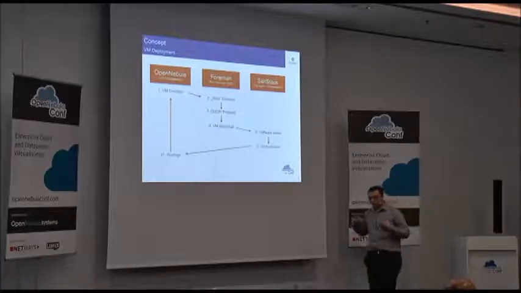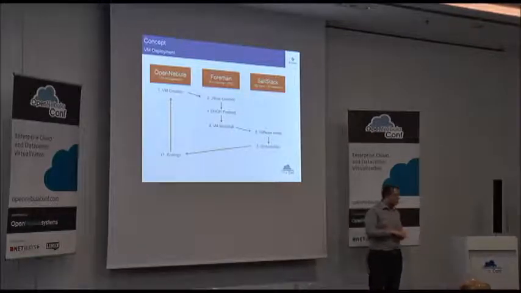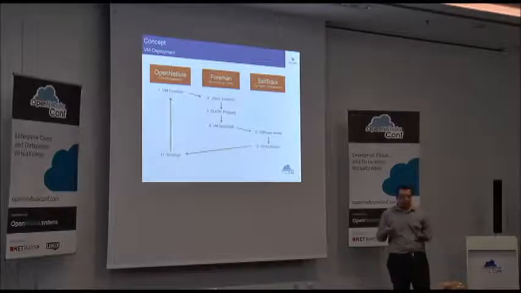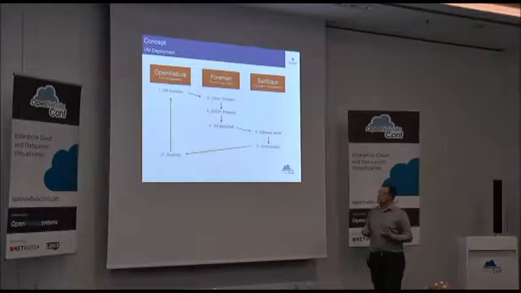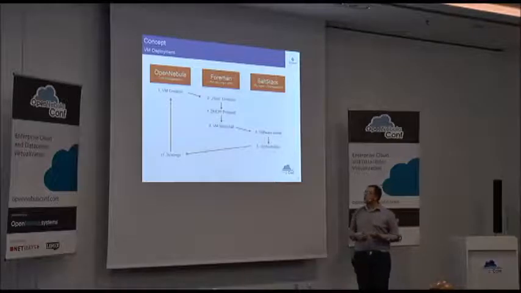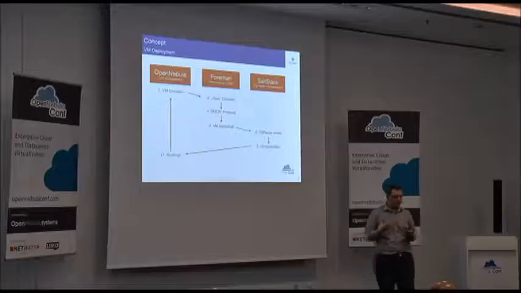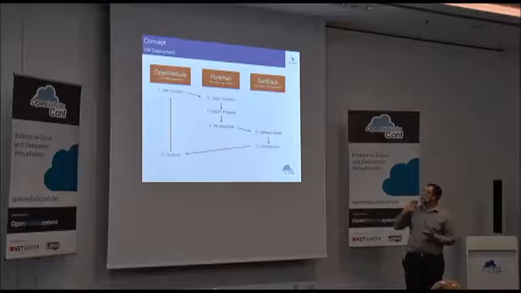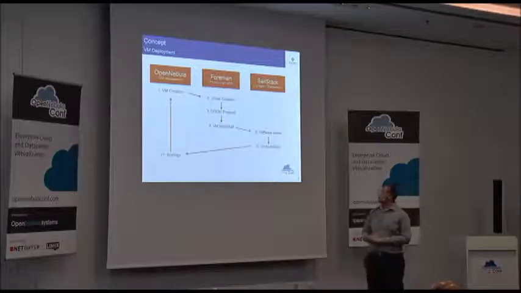Let's say we create the virtual machine in OpenNebula via the Sunstone user interface, the command line interface, or one of the application program interfaces, the API. After that, you have the possibility of using hooks in OpenNebula to tell OpenNebula to create a host in Foreman. This works via the REST API of Foreman.